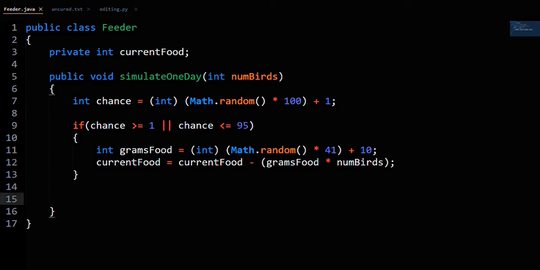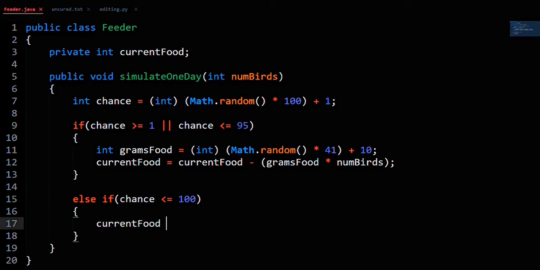Otherwise, on the 5% chance, this means since we've already bounded the 95% chance to be between 1 and 95, all we have to say for this is chance is less than or equal to 100. If this is the case, you just set the current food to 0. Because the fat boy bear has eaten all the food.